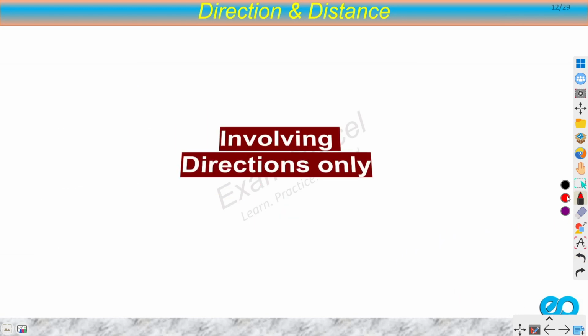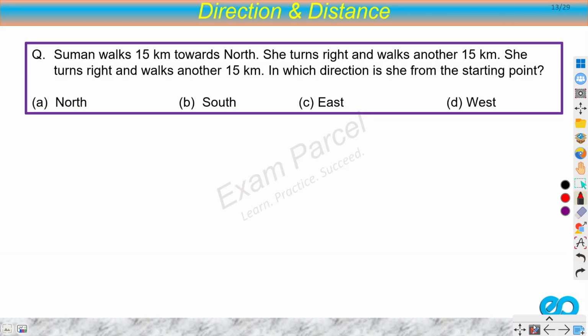Okay, so now let's move on to the first part. This is the first part involving directions only. So we are concerned only with the directions. Okay. So the first question, Suman walks 15 km towards north. She turns right and walks another 15 km. She turns right and walks another 15 km. In which direction is she from the starting point?